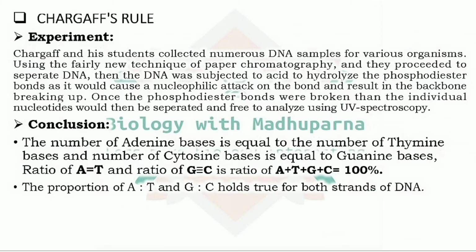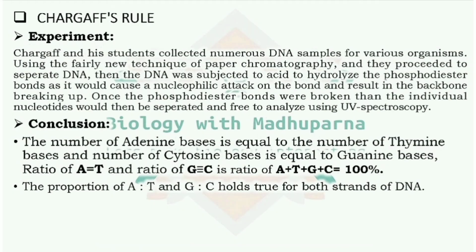Once the phosphodiester bonds were broken, the individual nucleotides would then be separated and free to analyze using UV spectroscopy. So from his experiment, his conclusion was that the number of adenine bases is equal to the number of thymine bases, and the number of cytosine bases is equal to the number of guanine bases. So the ratio of A plus T plus G plus C is equal to 100%. And his second conclusion was that the proportion of A to T and G to C holds true for both strands of the DNA. So this was Chargaff's rule.